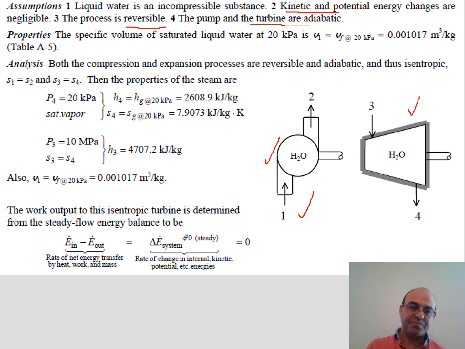So we can start from any point that we wish. Let's say we start from point 4. At point 4, the pressure is known, 20 kilopascals, and it's saturated vapor. So x equal to 1. Saturated vapor means x is equal to 1. Therefore, h4 is equal to hg.